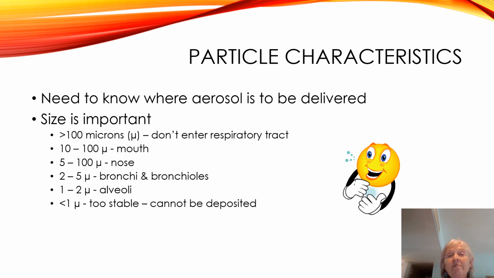Now that we've finished that, that is interesting. So in order to get the particles that we want down into the lower airway, they have to be somewhere between 1 to 5 microns. You can see the 2 to 5 microns are going to settle out in the bronchi and the bronchioles. The 1 to 2 microns will settle out in the alveoli. As a result, we need to know how many of these particles fall in these ranges. You can see anything less than 1 micron is way too stable, and as a result of being way too stable, it doesn't deposit.